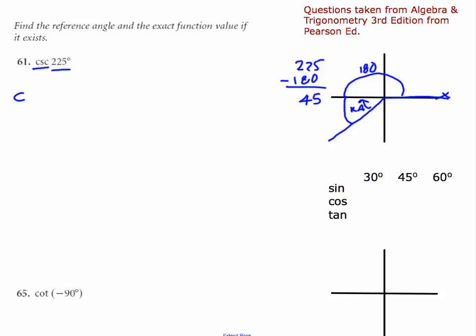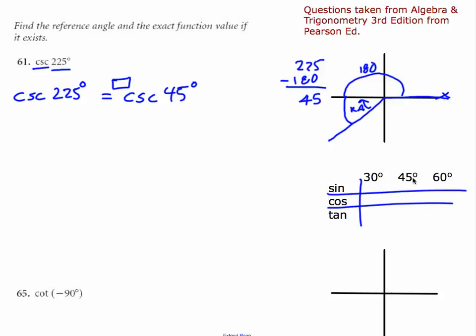So really, asking for the cosecant of 225 degrees is the same thing as asking for the cosecant of 45 degrees, with an accompanying sign change, a plus or minus if you need it. Now, my problem is that off my chart, I have sine, cos, and tan for 30, 45, and 60. So there's a 45 there, but I'm looking for cosecant, not one of these. So my next thing is to figure out what reciprocal this one would go with.